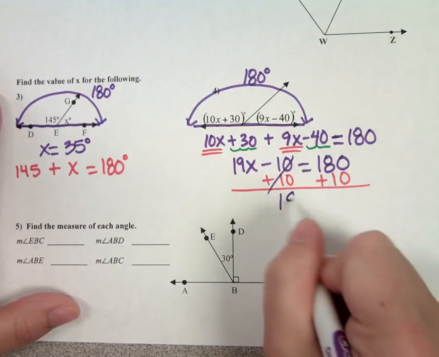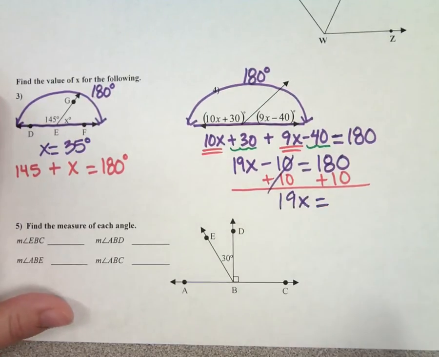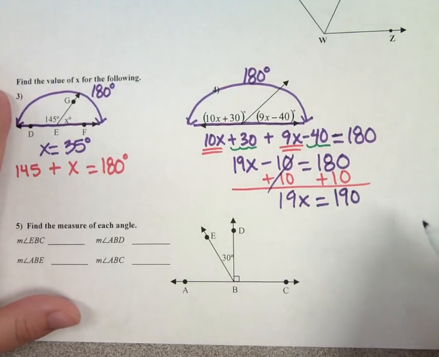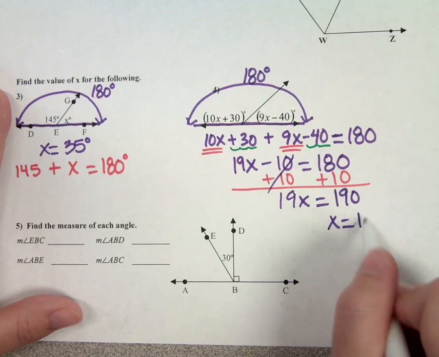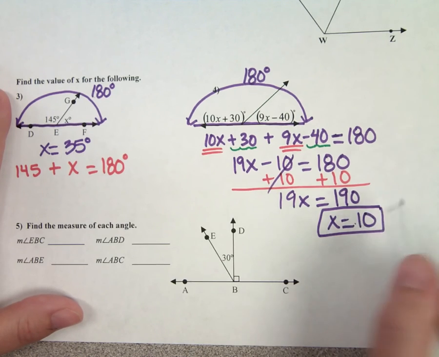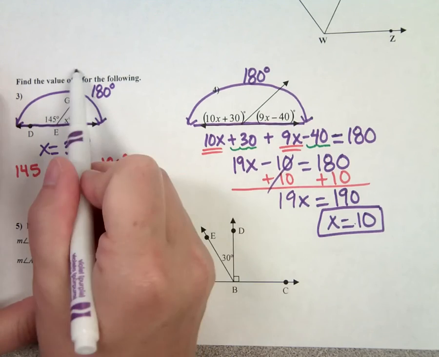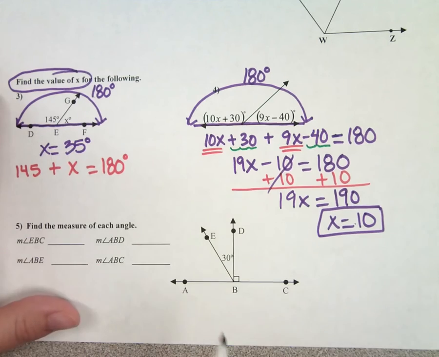The 19x drops, the equals drops. How much is 180 plus 10? 190. And if I divide, what do I get? 10. Now that doesn't tell me what each of these angles are. I'd have to plug that 10 in to know how much the angles are, but all it asked me to do in the directions was to find the value of x.